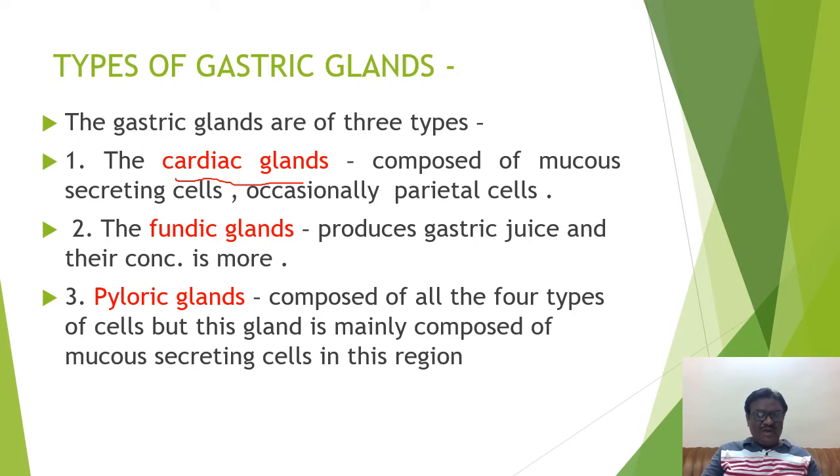Now the lowermost portion of the stomach is known as the pyloric stomach, and in the pyloric region the pyloric glands are present in the form of gastric glands. This gastric gland is composed of all 4 types of cells, as you've seen in the earlier slide, and mainly it is composed of mucus-secreting cells.